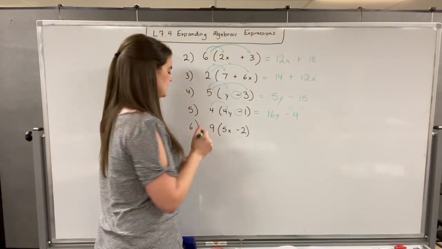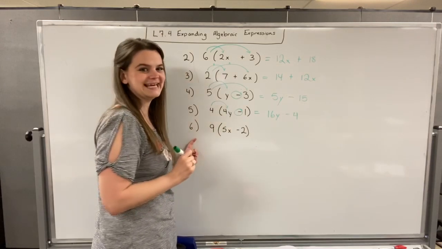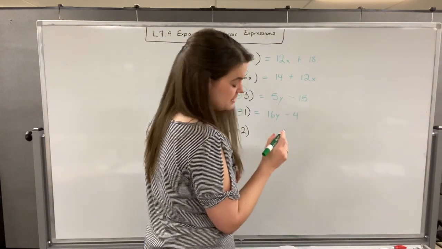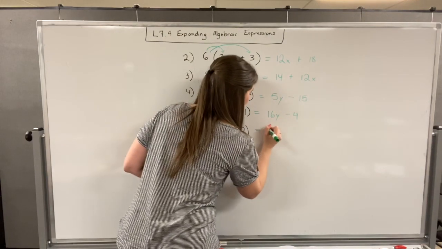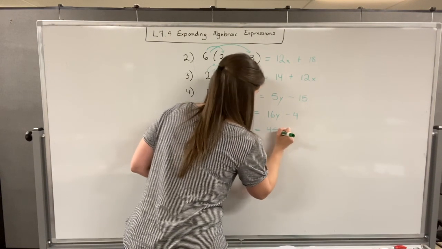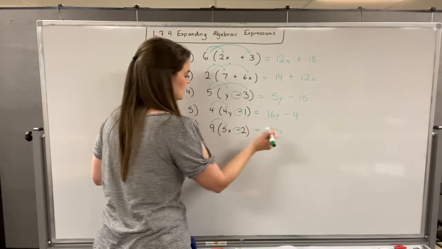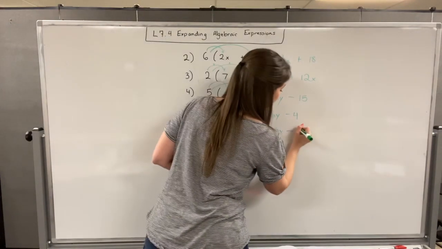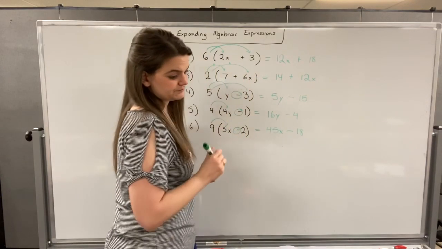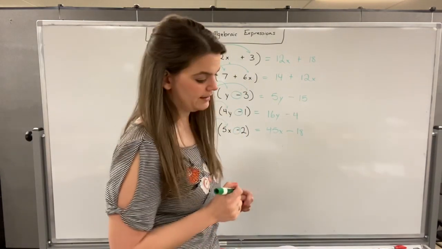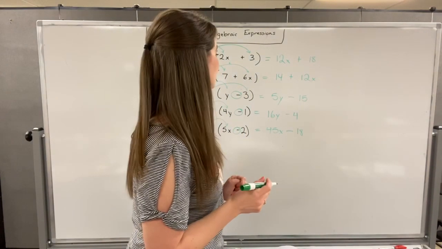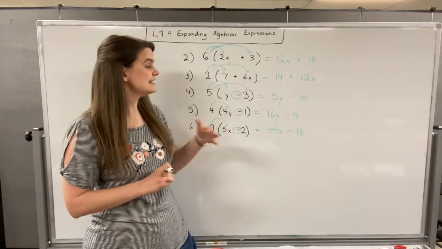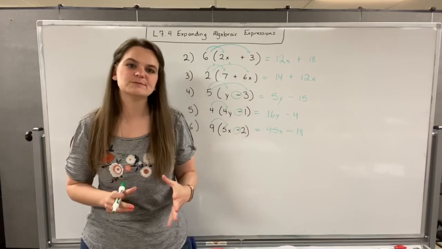Number 6, 9 times 5x is 45x minus, we're going to carry that with us, 9 times 2 is 18. All right, I think those are all correct. 5y minus 15. All right, looking good. Okay, so that is how we expand algebraic expressions.